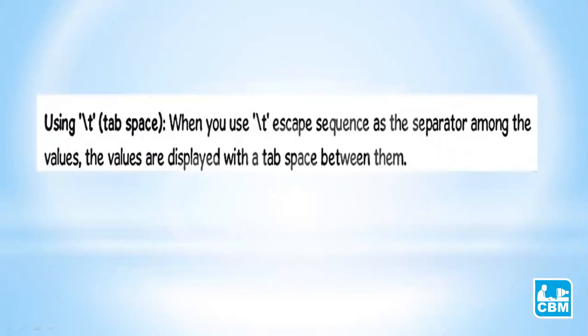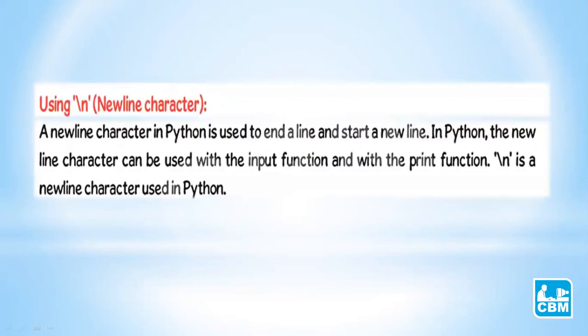Similarly, a tab space can be used as a separator among the values so that the values are displayed on the screen with a tab space between them. Now, a new line character in Python is used to end a line and start a new line. The new line character can be used with the print function so that all the lines are printed on a new line properly.